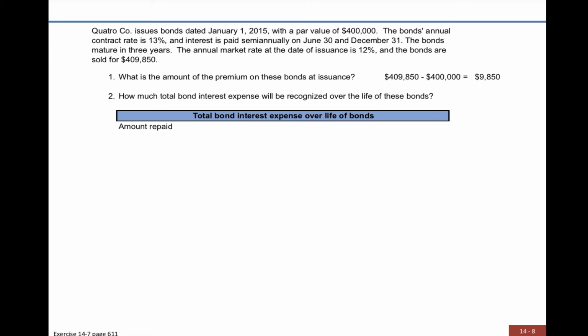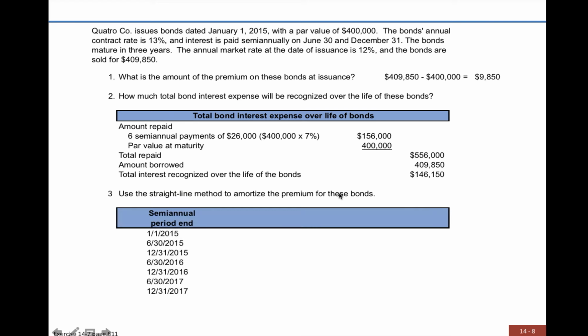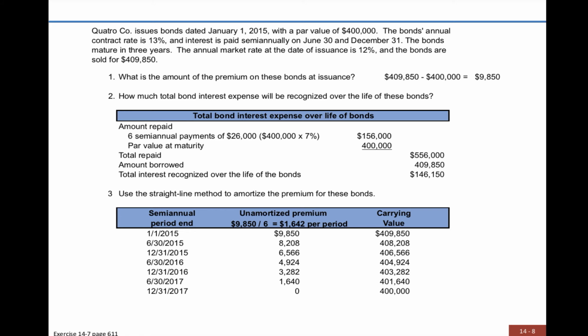Total amount of bond interest expense that would be recognized over the life of these bonds. Now, basically, this amount will be subtracted from the 6 semi-annual interest payments. Which gives us finally that number there. And then again, straight line to amortize the premium, same way, it's just a premium instead of a discount now. Divide the amount of premium by the periods, and we get 1642 per period, which eventually brings the carrying value down to par value. And that's actually all we're going to pay today.